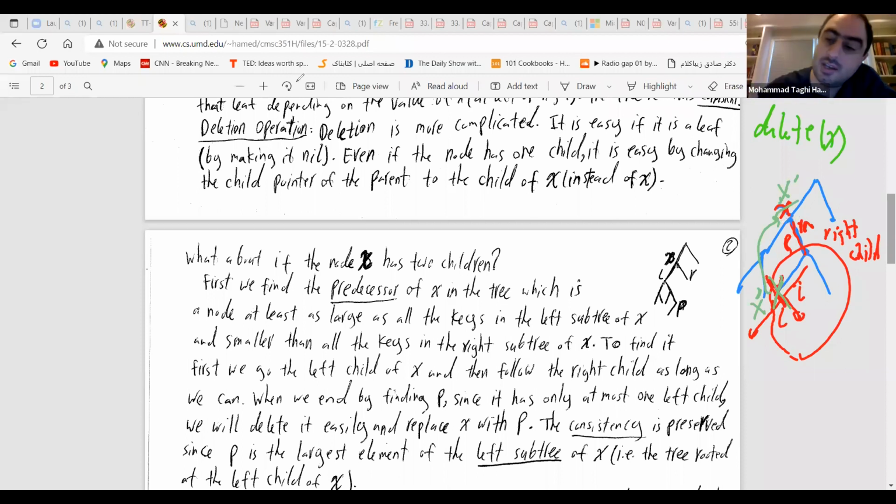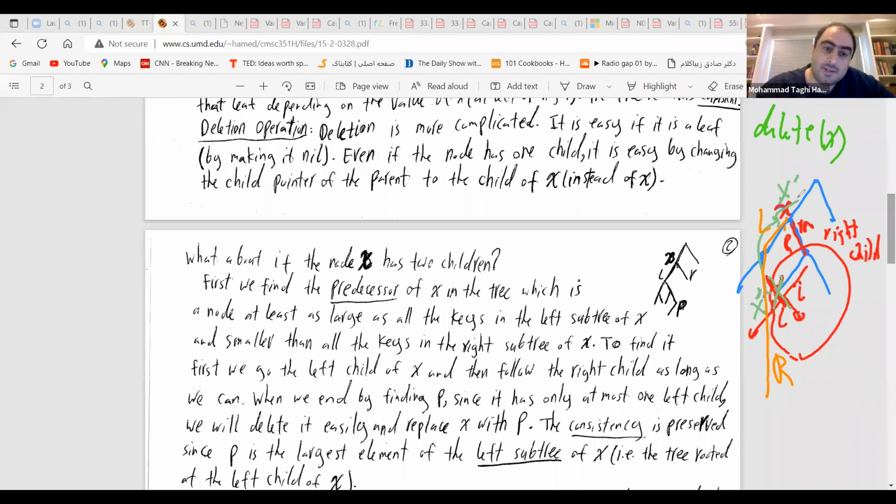You could come to the left and then go all the way right. That is totally the same thing. You can do either of them. Either of them is fine. So this node is the largest in this tree, and it is less than or equal to X, so it can replace X.